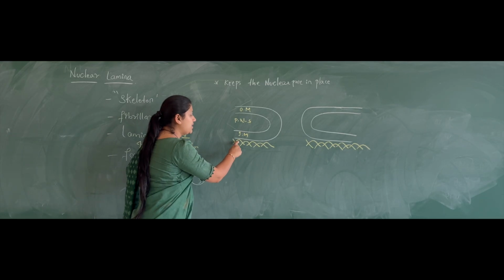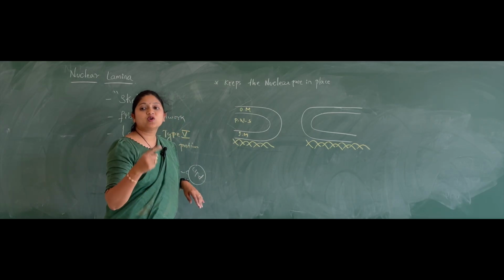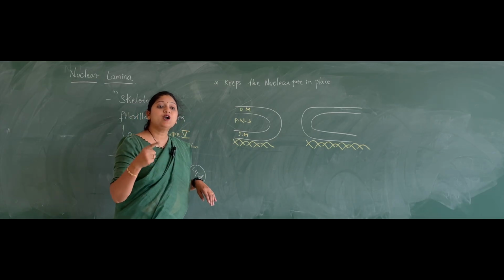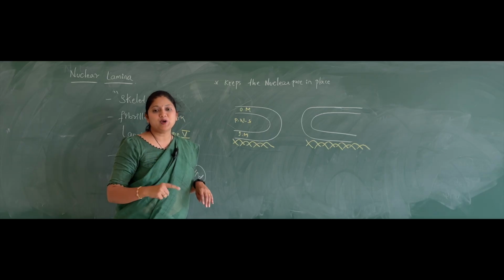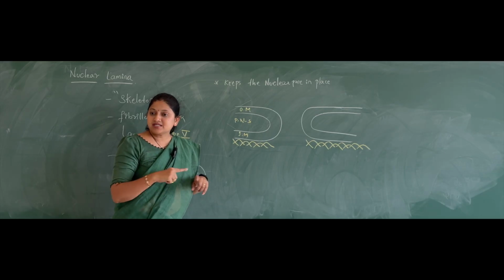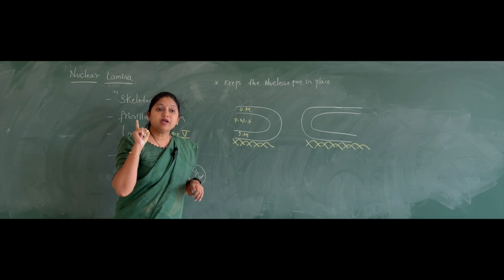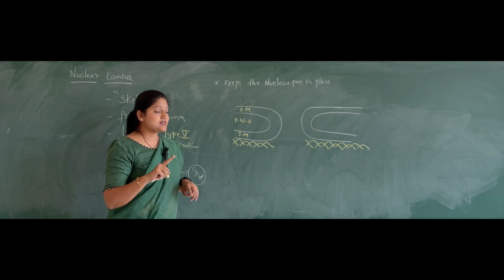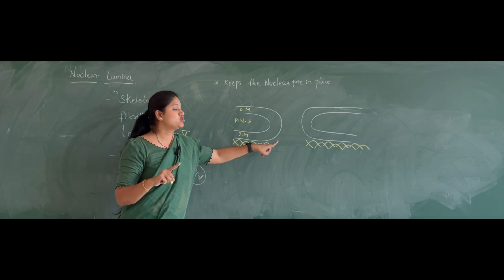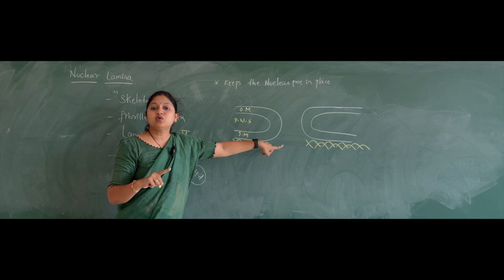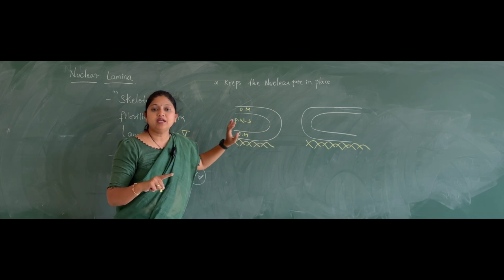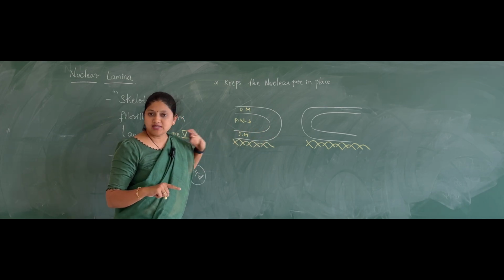If the opening is here, then next to it the side will be closed, so that there should not be any leakage of the nucleoplasm. Okay, because it is a network, there should not be any leakage of the nucleoplasm. So this is how a very strongly woven lamina network can be seen in the nuclear lamina.